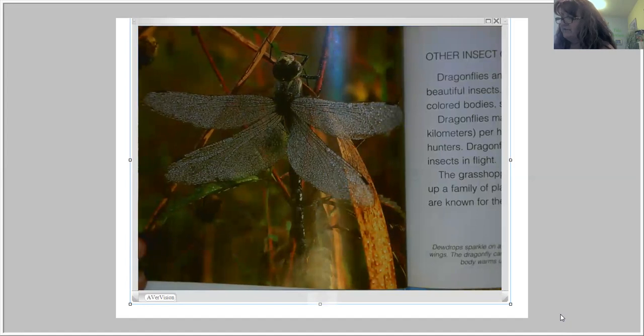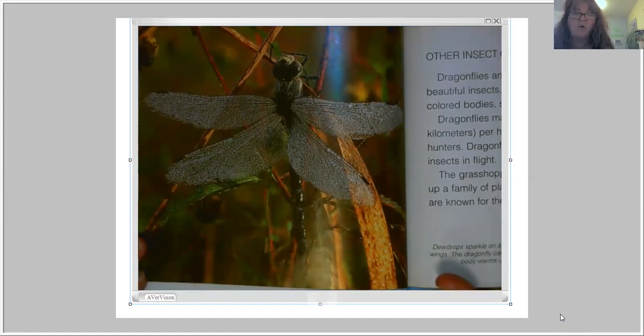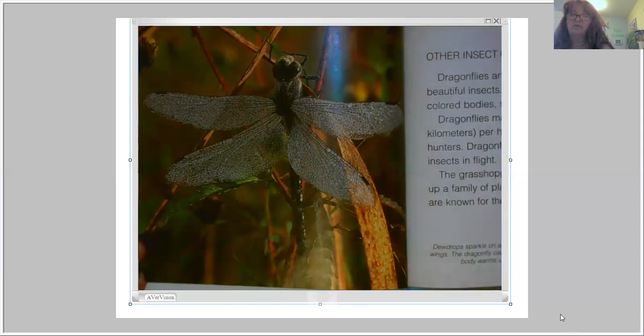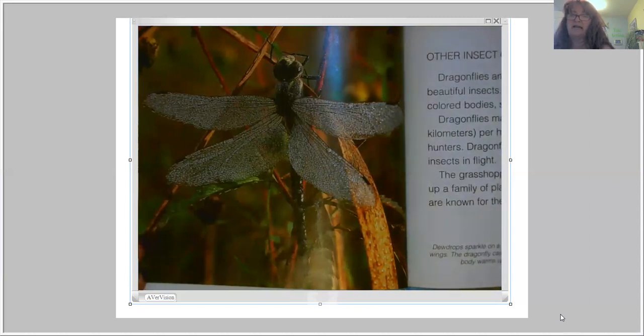The dragonfly can't fly until its body warms up. It's cold-blooded, so it stays as warm as the outside temperature. So in the morning, it still needs to hang out on whatever grass or reed or plant that it slept on until the sun warms it up enough to get its body going again, and then it can fly around.